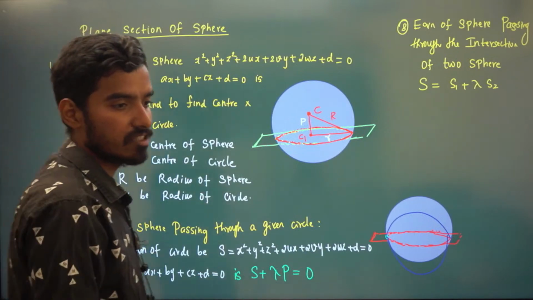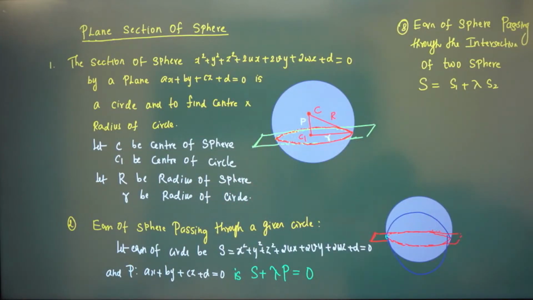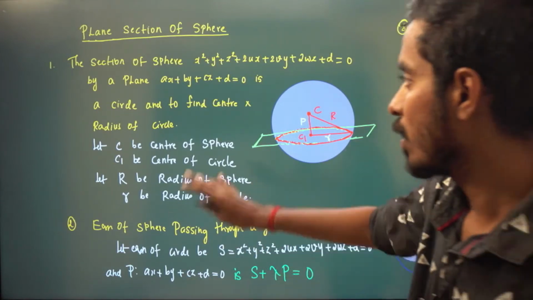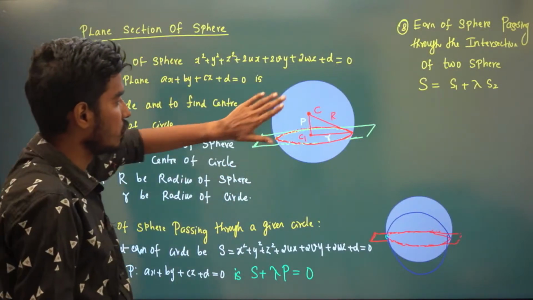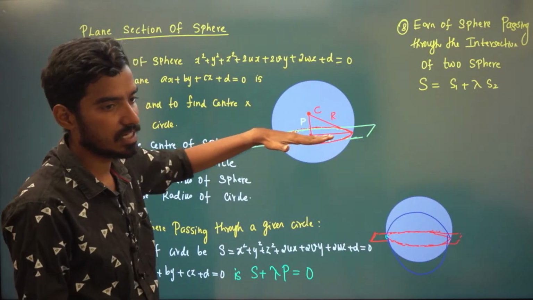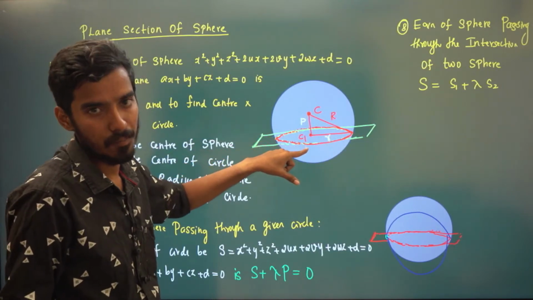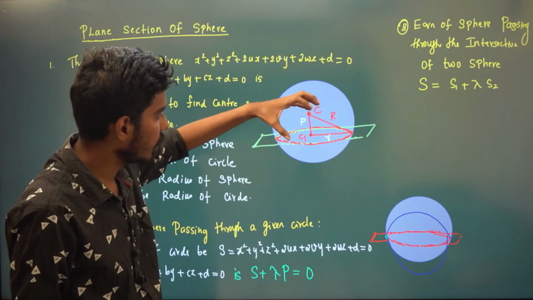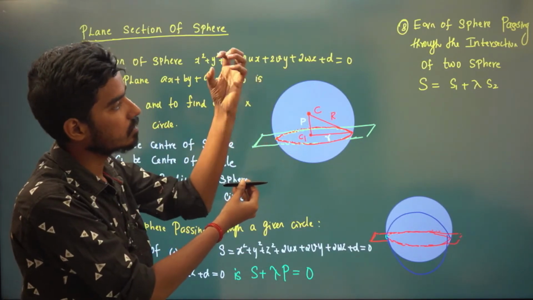This is the second topic in sphere. The first topic in sphere is based on the general form, center, and radius, and this second topic is the plane section of a sphere. So we have a sphere. If you section it, if you cut it by a plane, the result will be a circle.